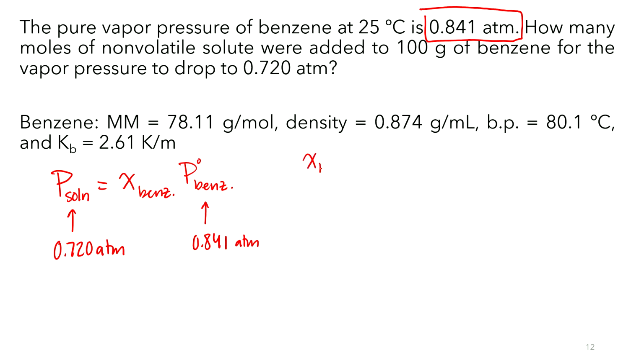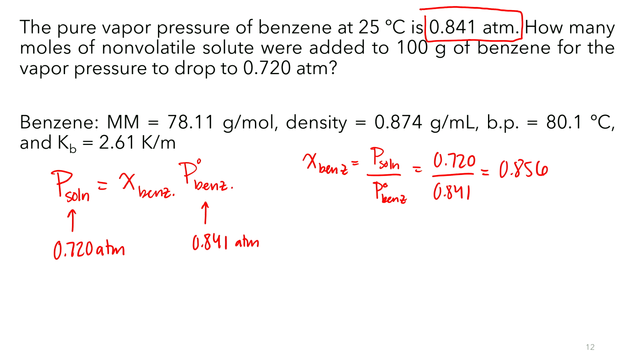All right, so the mole fraction of benzene equals the pressure of the solution divided by the pressure of pure benzene. That's 0.720 divided by 0.841. And now I know that 0.856 is my mole fraction of benzene. In other words, 85.6% of the particles in that solution are benzene. Or I could say like 15% are the solute that I just added.